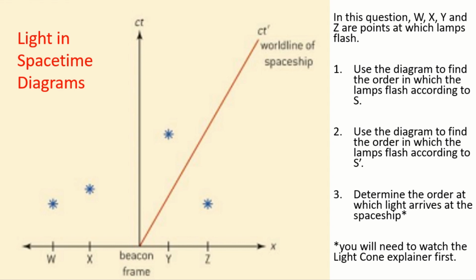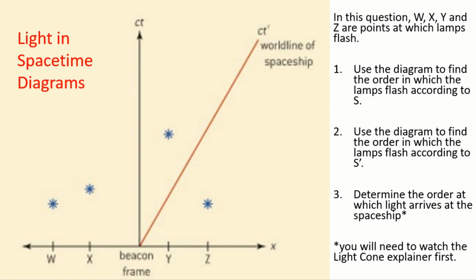Now, what we also have are four events, W, X, Y, and Z, and these are flashes of lamps. Okay, so what they're going to do is emit light, and that light is going to travel to each of the beacon and the spaceship, and we're interested in how we use the space-time diagram to investigate the motion of that light. Now, there's a couple of tasks on the screen.